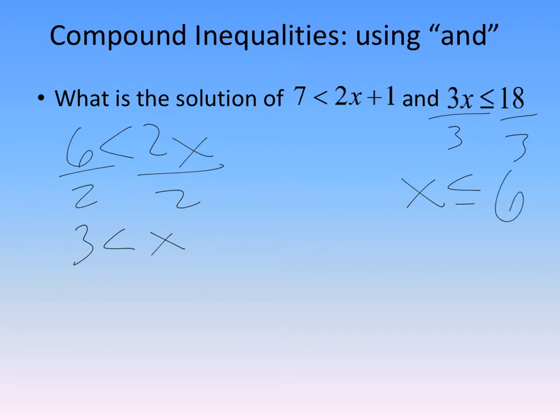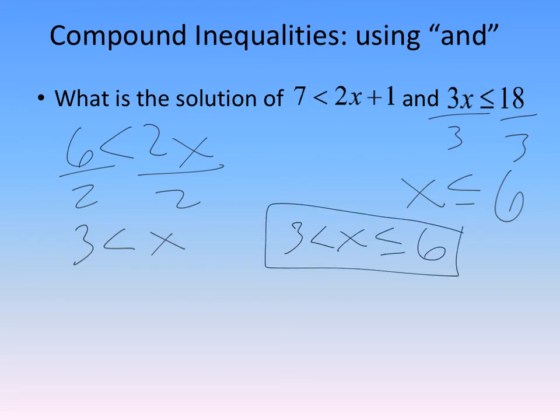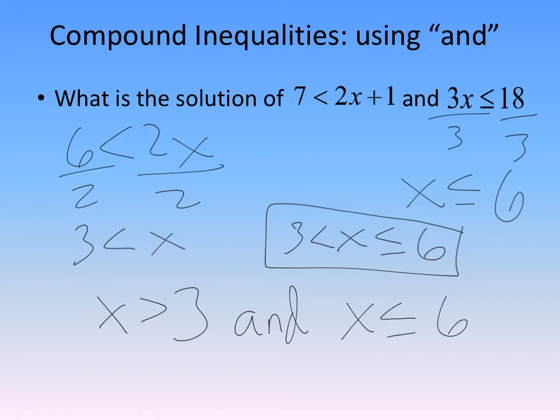Nice. Okay. Well, there's a couple ways of writing this out. We can pretty much put these two together into one compound inequality. It'll look like this. Or we could write it out as an and statement. And what I'm going to do is I'm going to flip this guy around. So you're going to have x is greater than 3, and x is less than or equal to 6.